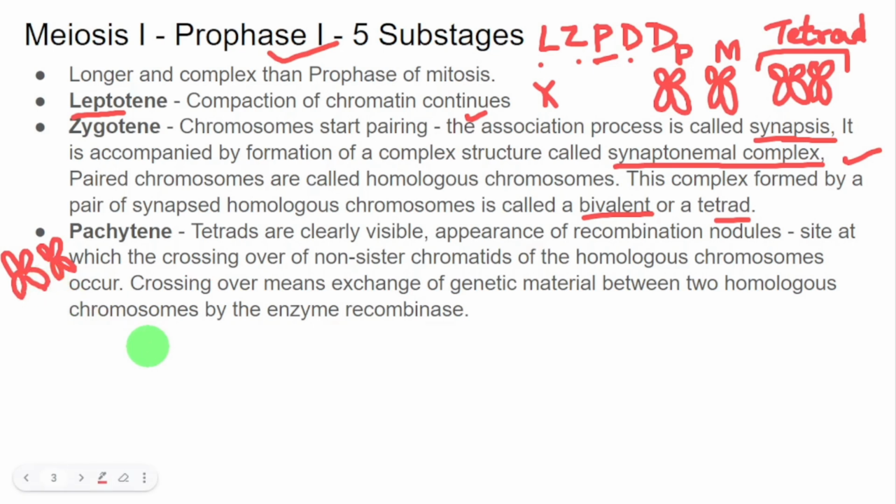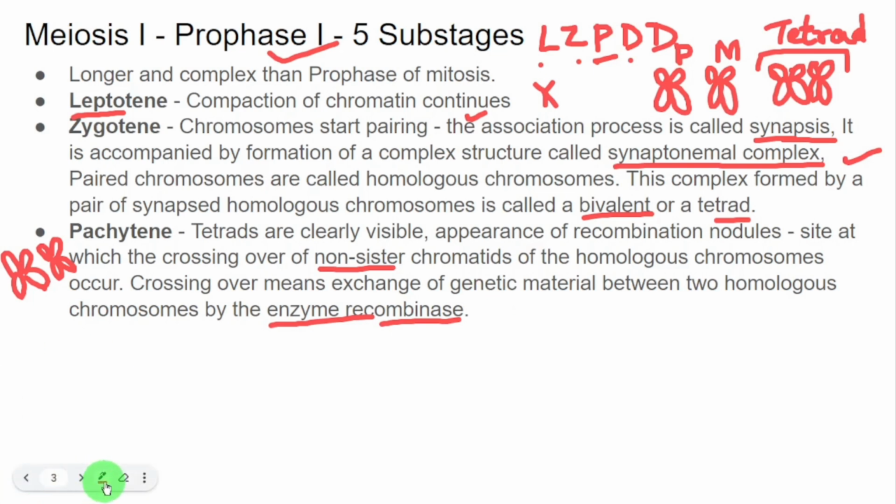Chromatids which are connected by the same centromere are called sister chromatids, and chromatids which are on two different homologous chromosomes are called non-sister. So the exchange will occur between non-sister chromatids. And which enzyme is involved in this process? It is called recombinase. So actual cutting of the DNA on these two strands will occur. The chromosome structure will be cut and then resealed.